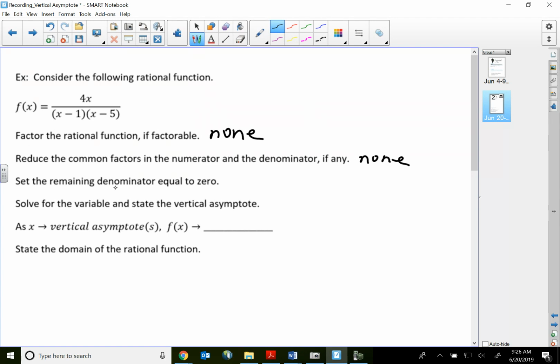Set the remaining denominator equal to zero. So let's do it right here. I'm going to set whatever I did not cancel in the denominator equal to zero. So my x equals 1. Remember, before we said to set it not equal to zero, which is your restriction on the domain. They are still the restrictions on the domain. Now, officially, we call them the vertical asymptotes.